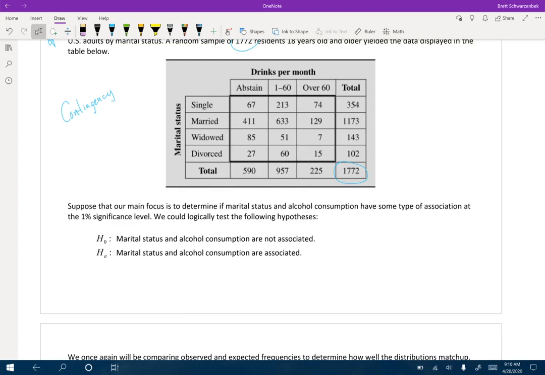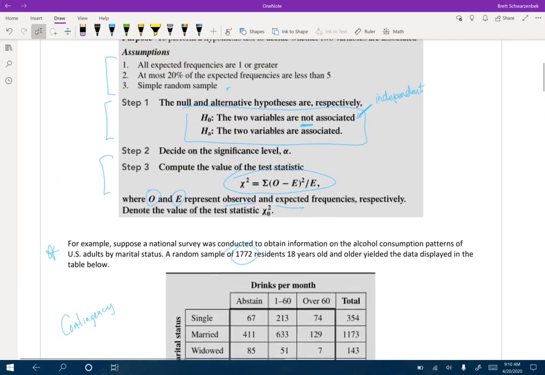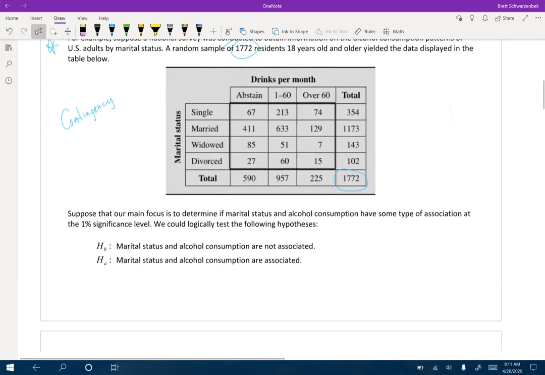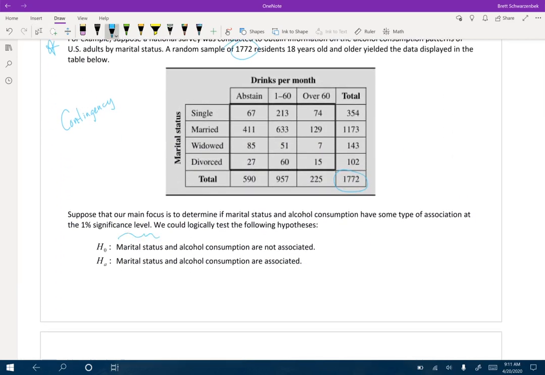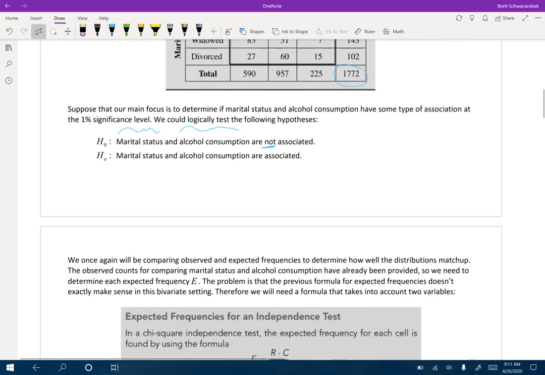So when we look at this, the null and alternative will look like what? Remember that the null is that the variables are not associated. So we would say marital status and alcohol consumption are not associated. The alternative will be that they are. And that's all you have to write for the null and alternative hypothesis.